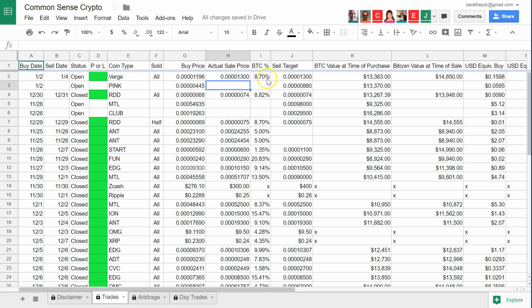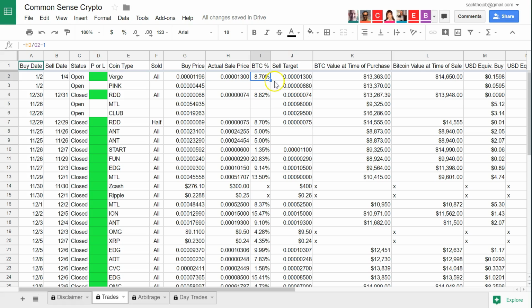And Bitcoin percentage, this is the percentage that it beat Bitcoin by. Okay. And the way we find that number is very, very simple. It's whatever I sold it for in Satoshis divided by what I paid in Satoshis. And so, for example, on an 8.7% gain, if I spent 1 Bitcoin worth to buy it, then when I sold it, I would have got 1.087 Bitcoin back.